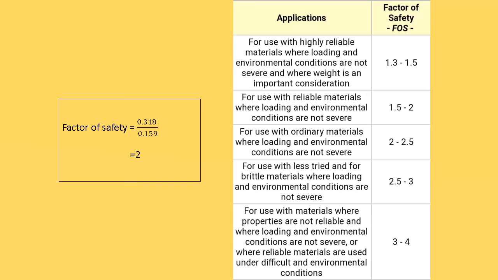Finally, based on the factor of safety of our structure, which is equal to 2, we assume that our project's application is for use with ordinary materials where loading and environmental conditions are not severe. That's all from me. Next, I will pass to my friend to continue the next slide.